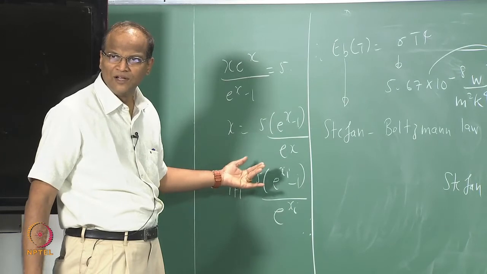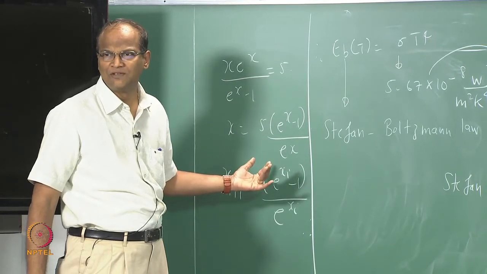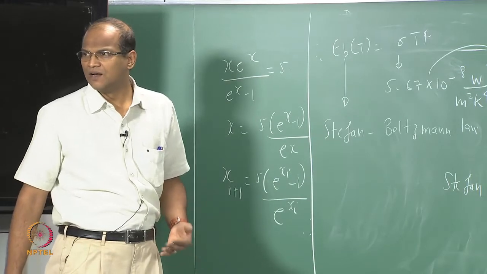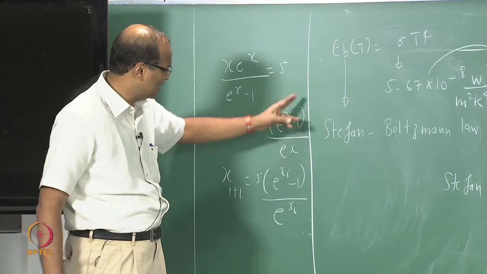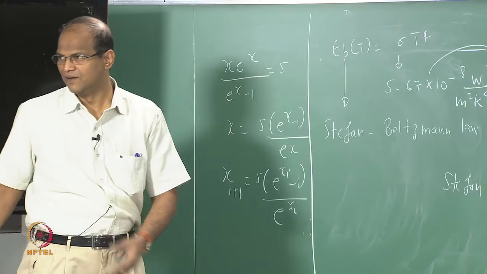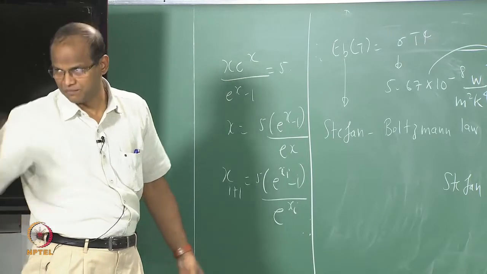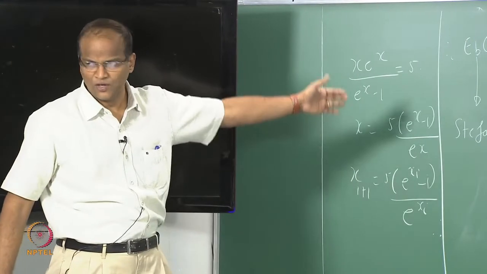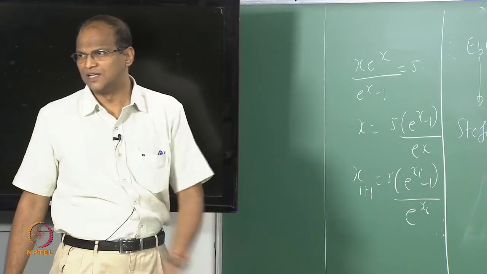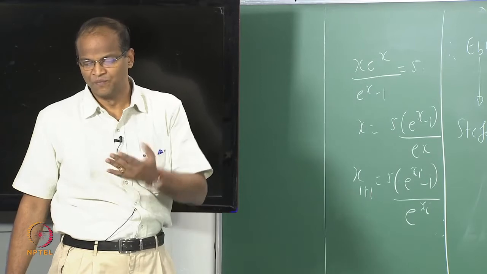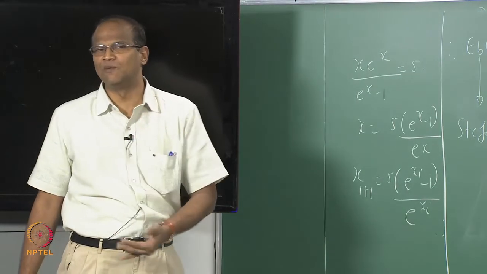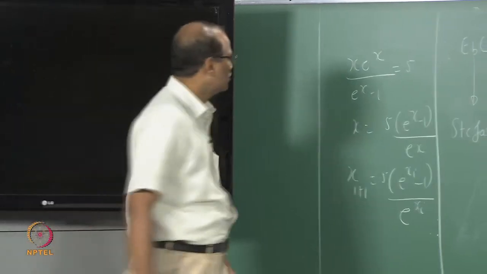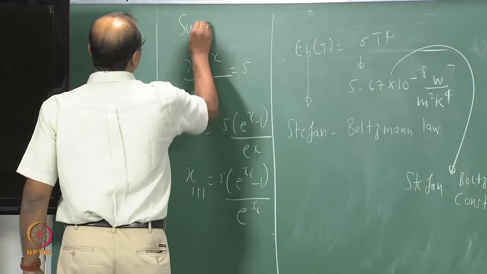If you apply the method, you will get a value which is equal to 4.965. We already approximated it by saying that e to the power of x is much greater than 1 and therefore e to the power of x minus 1 and e to the power of x can get cancelled, x is almost equal to 5, right? For those people who are very mathematically inclined, you asked this question yesterday, so I am trying to answer this. You can solve it using this, it will turn out that the answer is 4.965, which will lead to 2898 micrometer Kelvin rather than 2900 micrometer Kelvin. Is it okay? So this is called the successive substitution method.